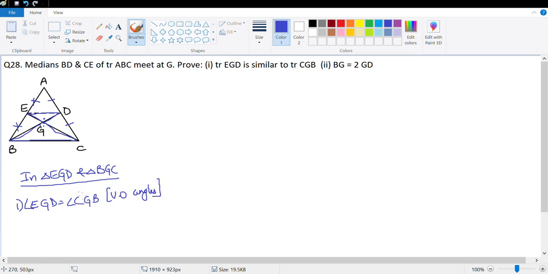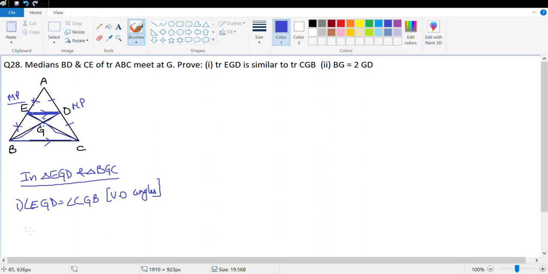Is there anything else given? No, nothing else given. It's only given that these ratios are equal, or maybe I can use something that I've learned earlier. Since E is the midpoint of AB and D is the midpoint of AC, I'm joining two midpoints. So what will I get? Yes, I will get a line which is parallel to the third side and it will be half of the third side. Yes, this is the midpoint theorem that we did in class 9, or was it in class 10? I think it was class 9. Yes, we did the midpoint theorem in class 9.